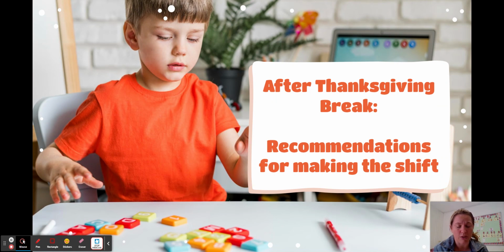After Thanksgiving break, I'll share a few recommendations for making this shift, a few things we've already done at our school. I feel really good about this part, and there are some things that we can continue to work on.